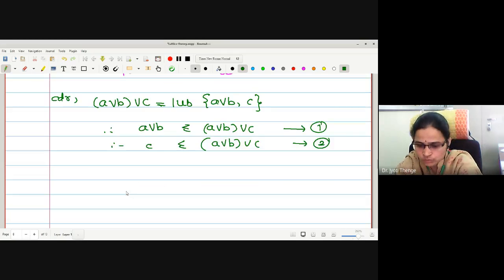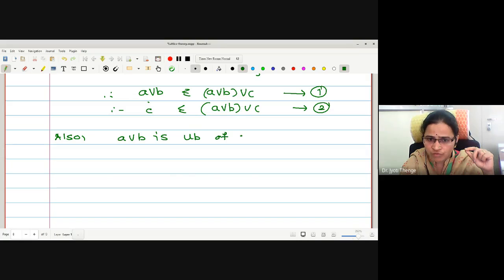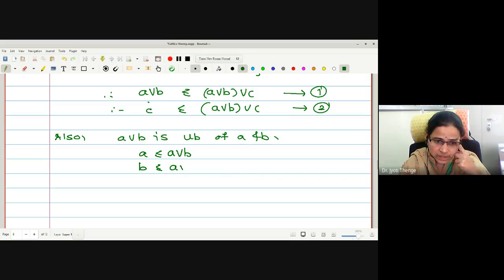1 and 2. Okay, what fact do we know again? A join B is also an upper bound of A and B. Therefore, shall I write again, A precedes A join B, B precedes A join B. Let me call these numbers serially 3 and 4.